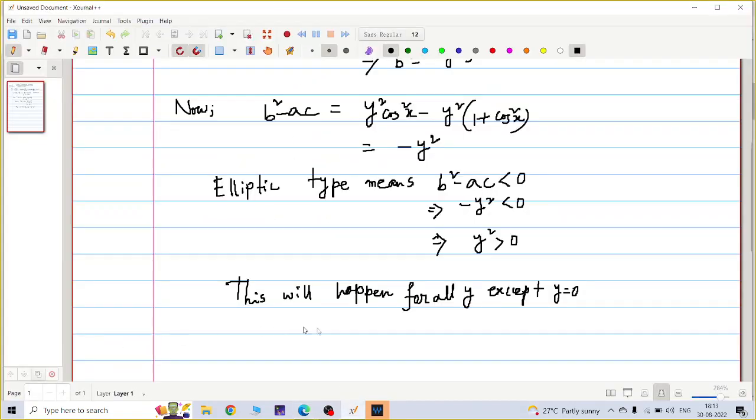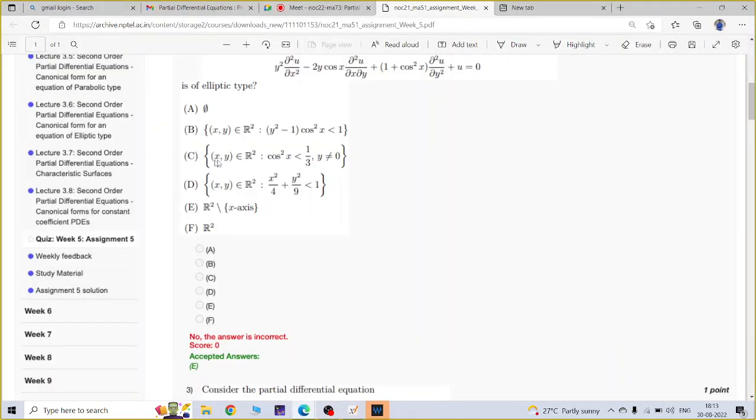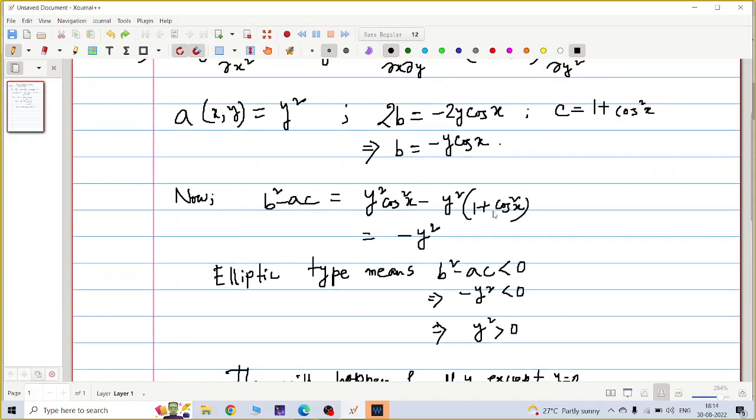Sir, let me check option C also. Option C is saying those (x, y) such that cos square x is less than 1 by 3 and y non-zero. There are two conditions, one on x and one on y. From my calculation, it is of elliptic type with only a condition on y. There is no condition on x coming from b square minus ac, because the y square cos square x cancels out.